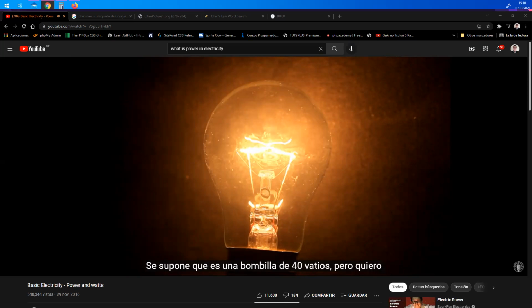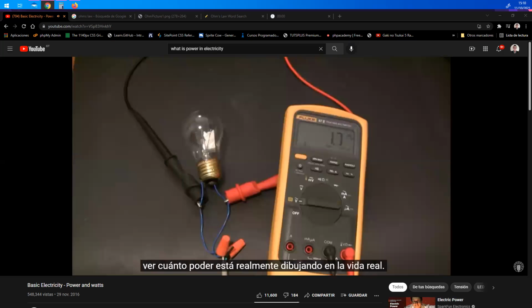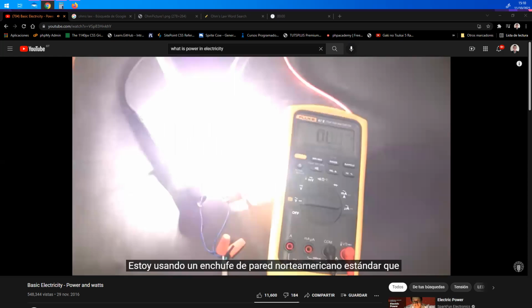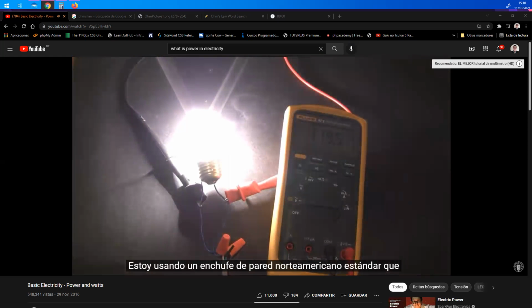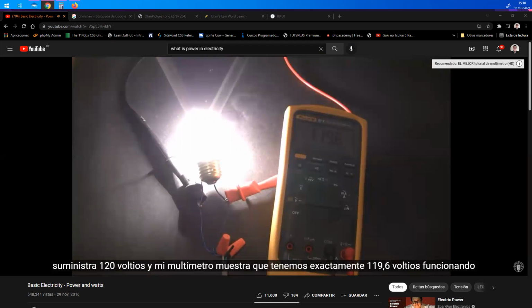This is supposed to be a 40-watt light bulb, but I want to see how much power it's actually drawing in real life. I'm playing with high-voltage mains electricity here, so do not try to replicate this experiment at home. I'm using a standard North American wall outlet that supplies 120 volts, and my multimeter is showing that we have exactly 119.6 volts going to the light bulb.